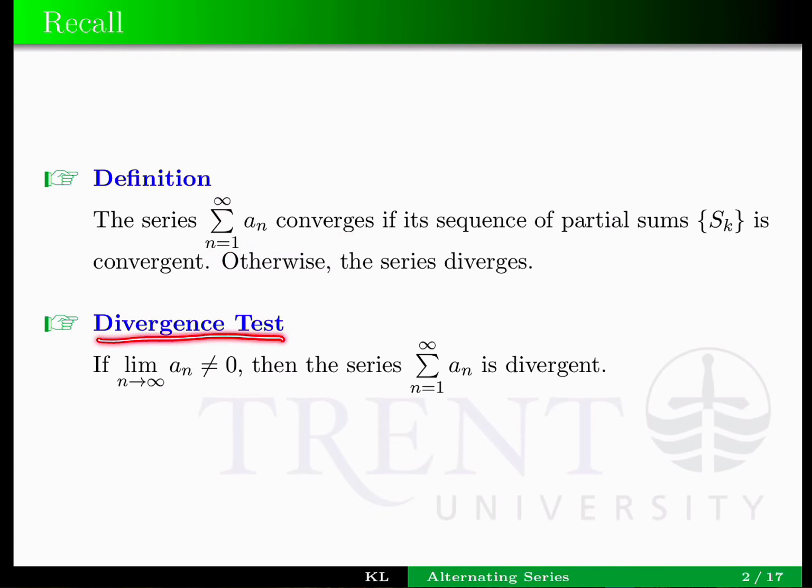Then we have the divergence test. It means that if the limit of a_n as n approaches infinity is not equal to 0, then the series sum of a_n is divergent. So if the tail of your series does not go to 0, then the series is divergent. So again, this is a test for divergence. You cannot use this to show that a series is convergent.